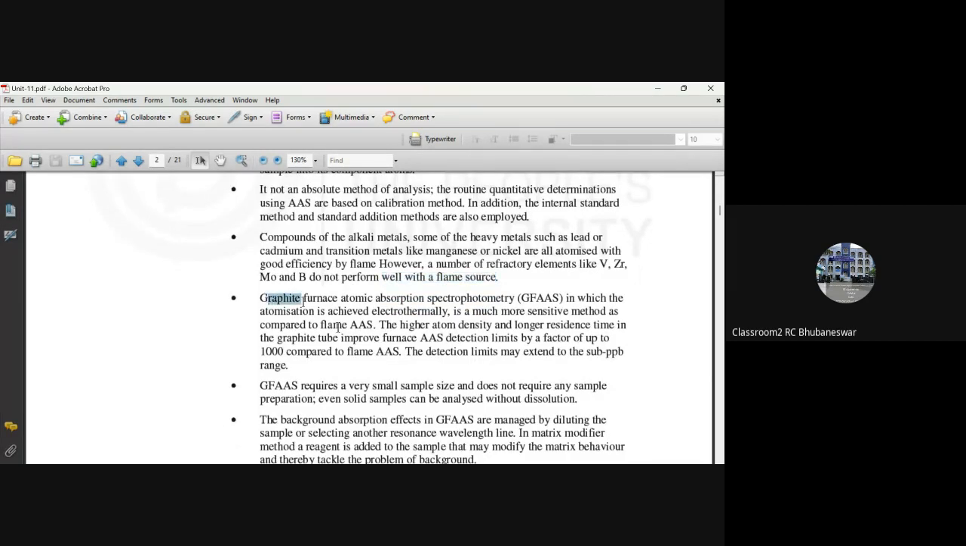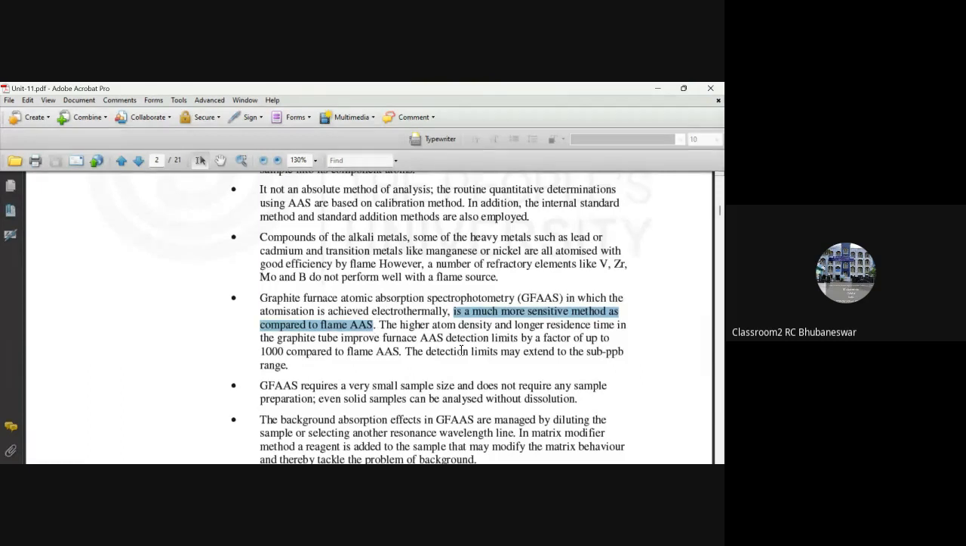So the graphite furnace atomic absorption spectrometry, in which the atomization is achieved electrothermally, is a much more sensitive method as compared to the flame, as we discussed. It is much more sensitive because here we are not using a flame. In the flame's case, only 10% of the sample is getting atomized, but here as soon as you put the sample, the light is passing through, so mostly its efficiency is more.